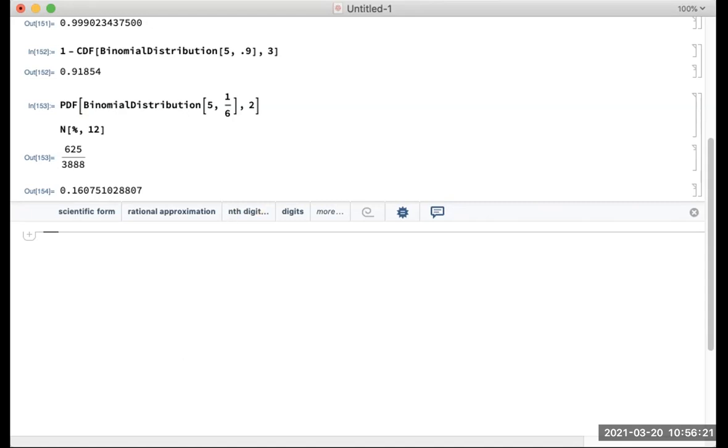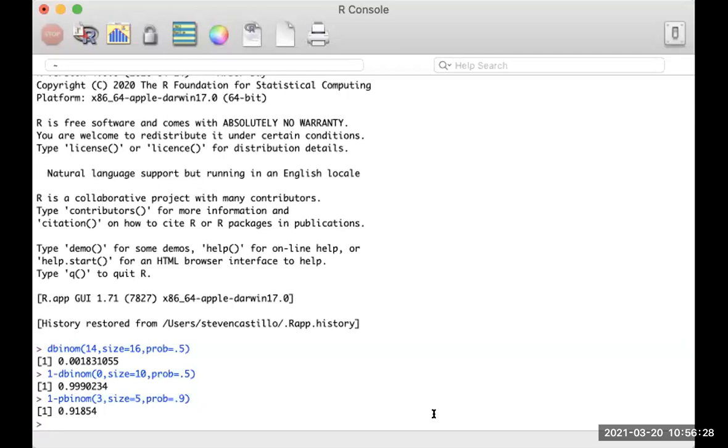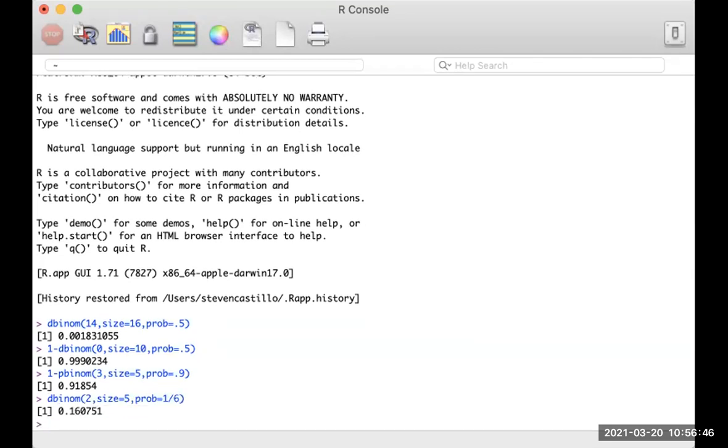Let's do R. So, the exact binomial, size is 5. The probability of success is 1 out of 6. 0.16071, 0751.